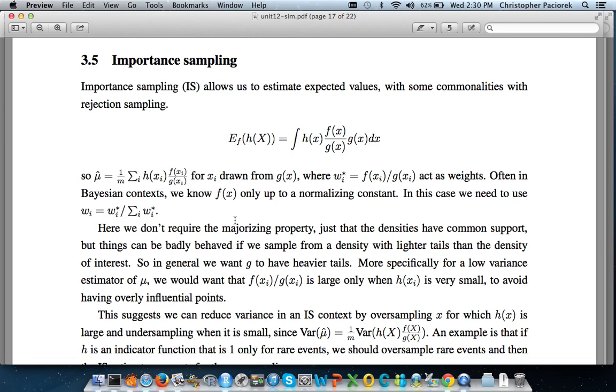So what I wanted to do here was ask: what if we were going to design a function g that, when we use it with importance sampling, would give us a low variance estimator of this quantity that I'm interested in? So I want to come up with a g.